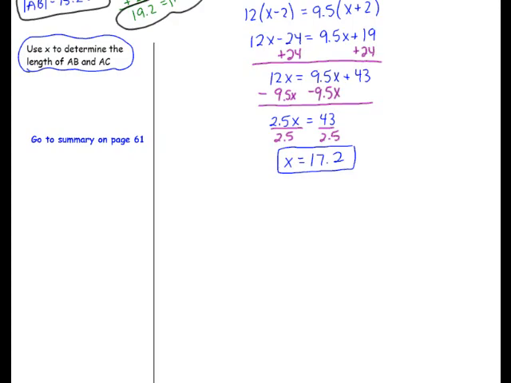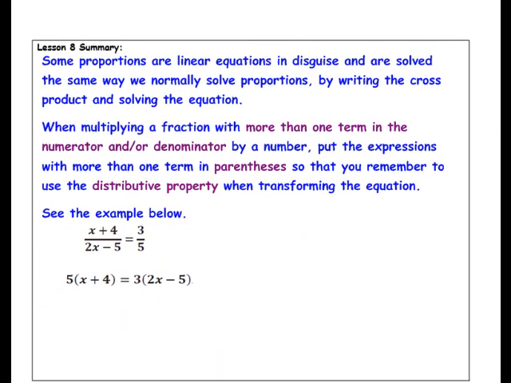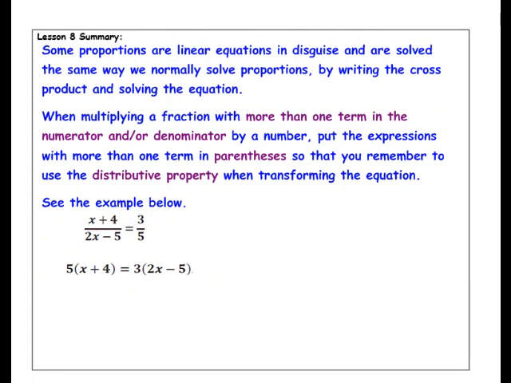Continue to the summary on page 61. In this lesson, we have learned some proportions are linear equations in disguise and are solved the same way we normally solve proportions, by writing the cross product and solving the equation.